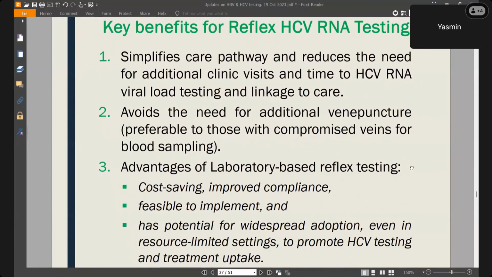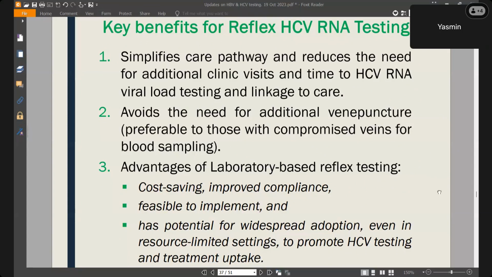This is what I want to talk about, the benefits. It actually simplifies the care pathway and reduces the need for additional visits and time to do the viral load testing before you start them on treatment. And the thing I love most, because I'm one of them, is that it avoids the need for additional venipuncture for those with compromised veins for blood sampling. People have a crazy time trying to collect blood from me. So one time, enough blood, single sampling, that'd be great.